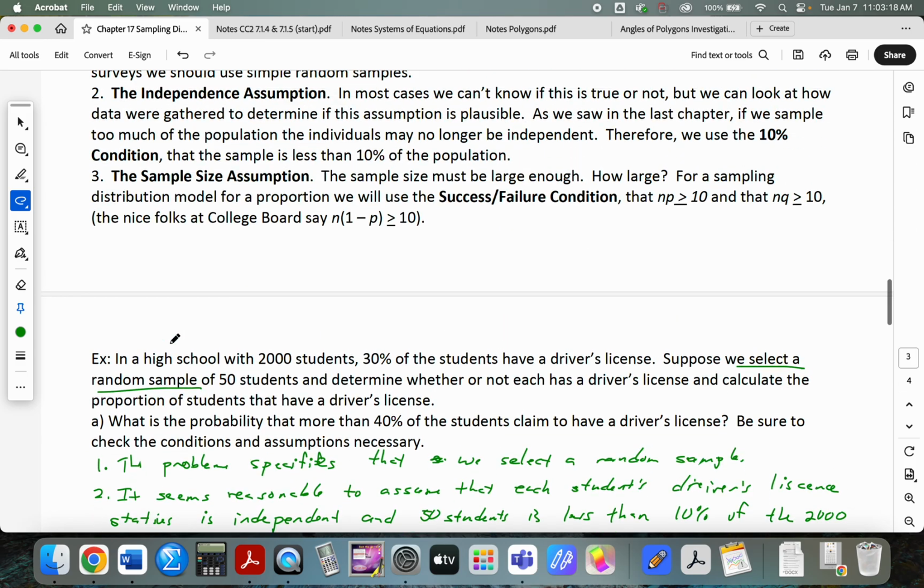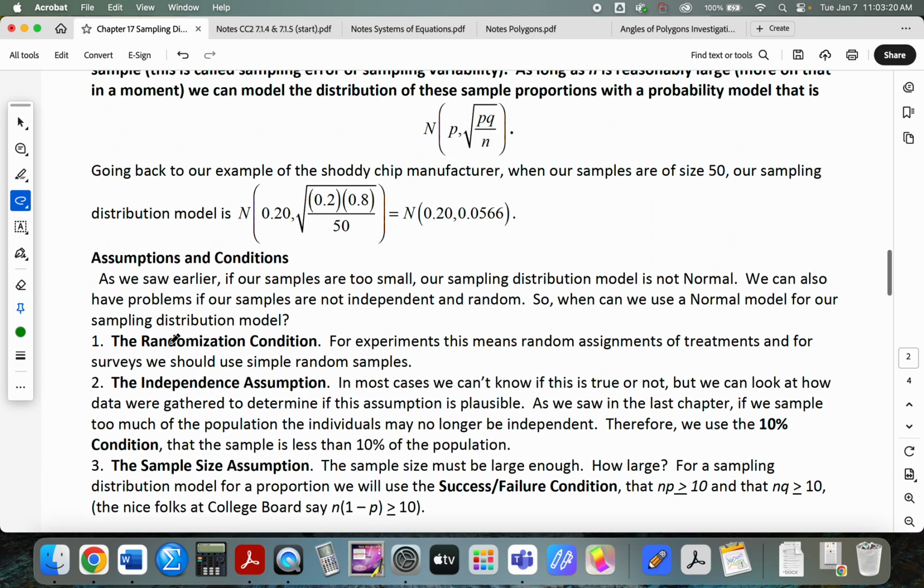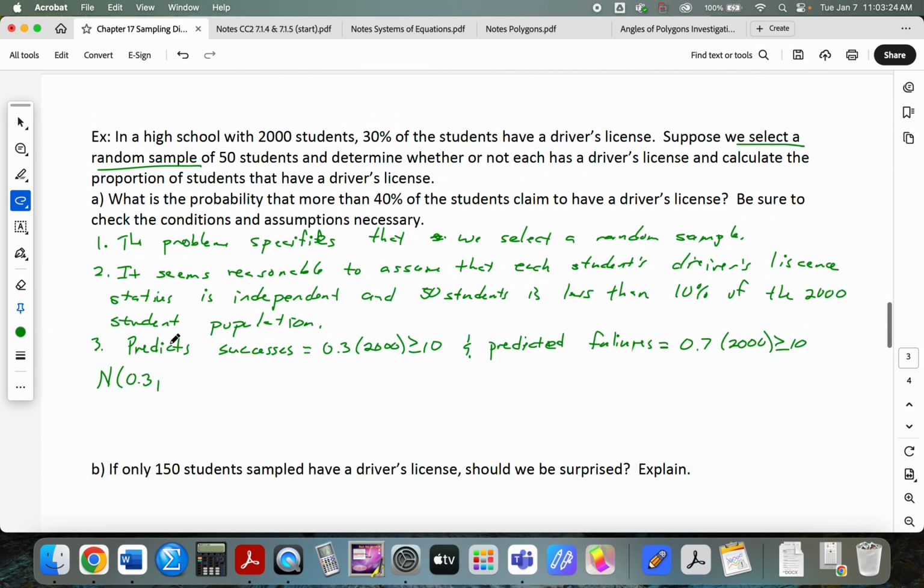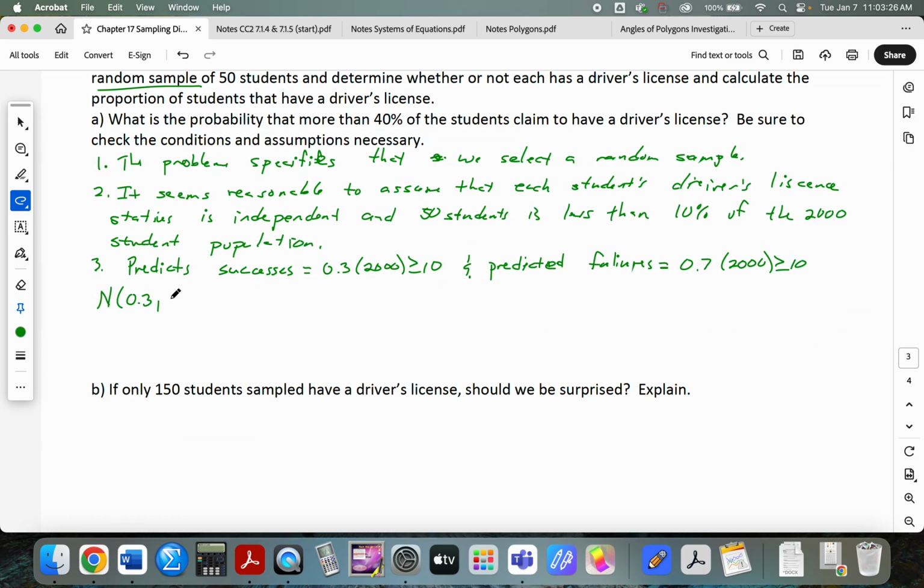And then let's go back and look at our formula. It's the square root of PQ over N. So that's going to be the square root of 0.3 times 0.7 over 50.